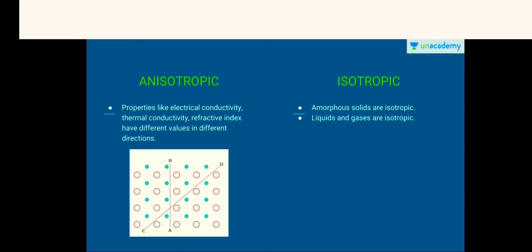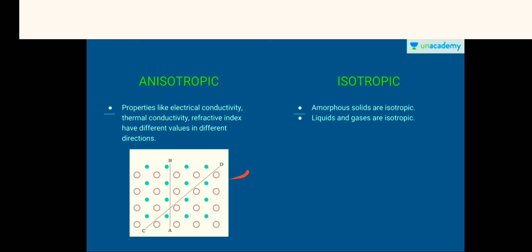Then there's another very important difference between the crystalline and the amorphous solids. The crystalline solids are anisotropic. What do you understand by anisotropic? As you can see in the figure over here, we are looking at two kinds of particles, one blue and the other red. There are alternate blue and red particles present. The first row is of blue and the second row is of red.